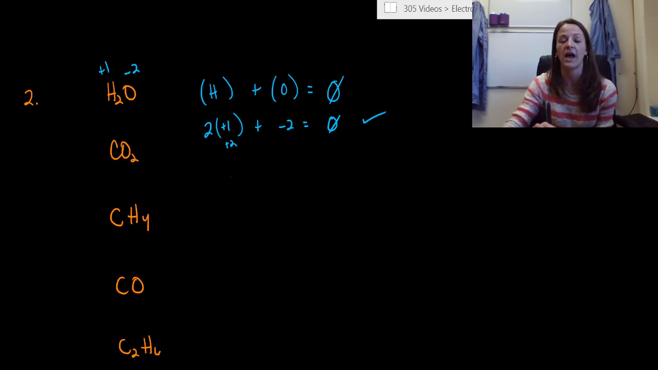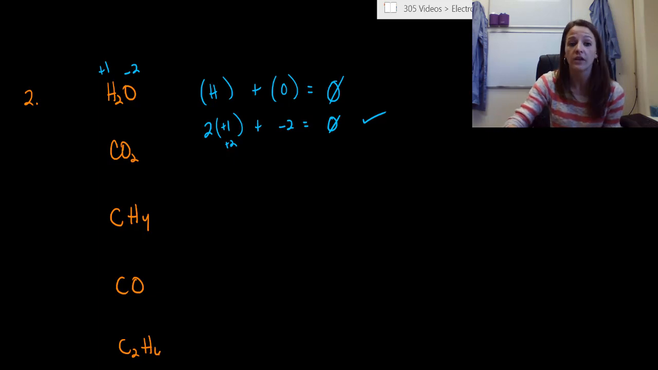So our charge is balanced, so we definitely have assigned the proper oxidation states for water. Let's do the same thing for carbon dioxide. So now for oxygen, we always assign it -2. This time we have 2 oxygen atoms in this molecule. So -2 times 2 gives us an overall charge of -4. Now we see that carbon dioxide is overall neutral.